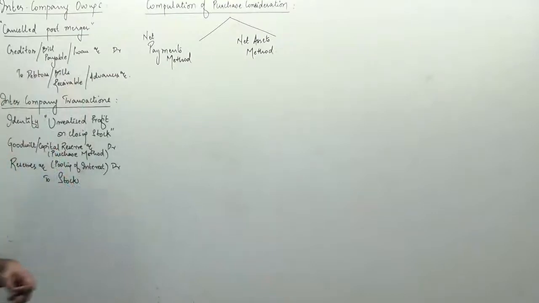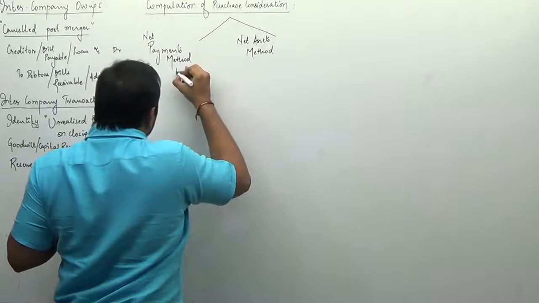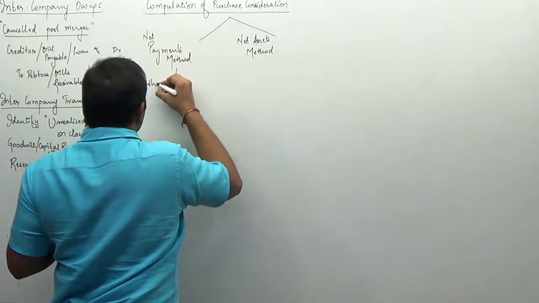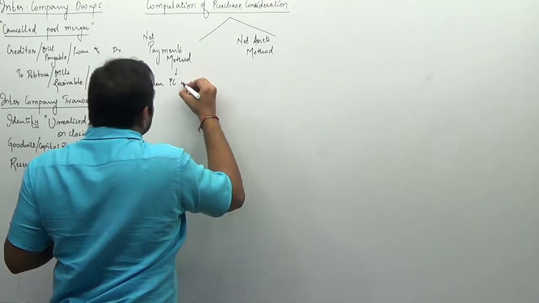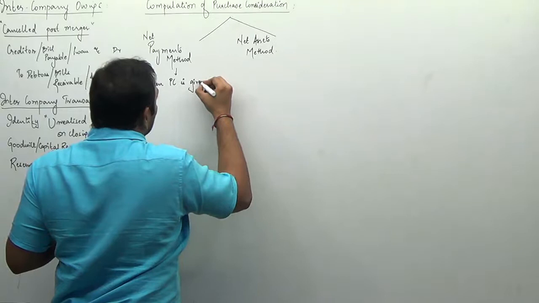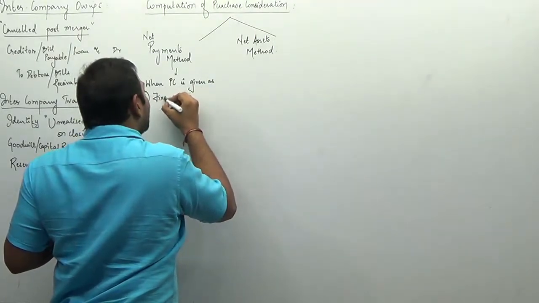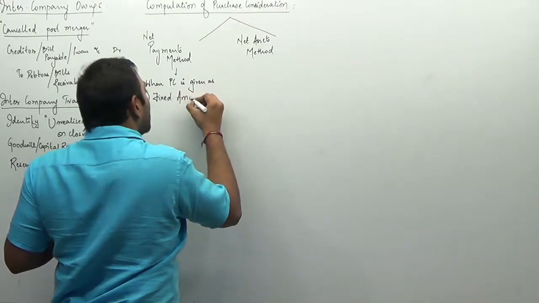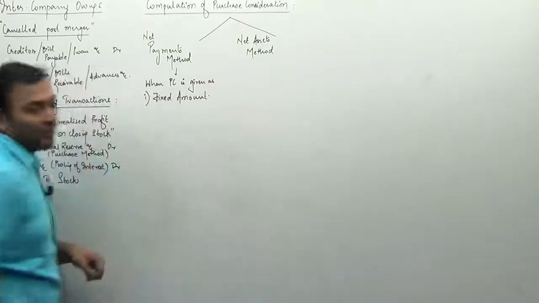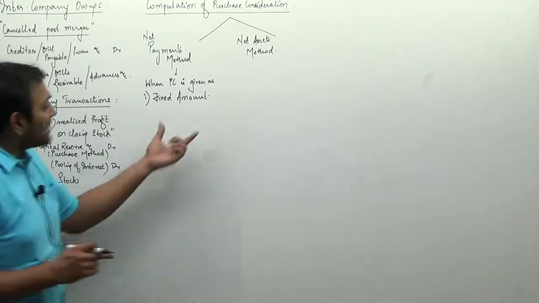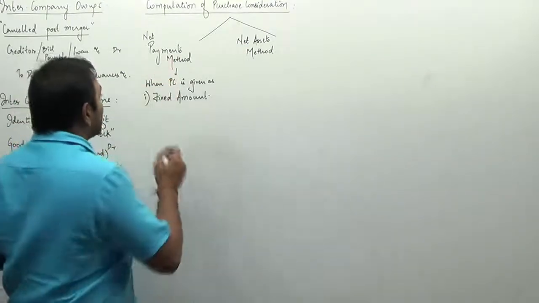How do we identify which one to apply and how to apply? I apply my net payments method in three situations. First, when PC is given as a fixed amount. A takes over B for a purchase consideration of 35 lakhs. X takes over Y for a purchase consideration of 1 crore 40 lakhs. That is a fixed amount PC. I'll use net payments method.